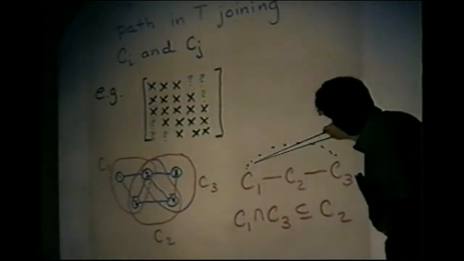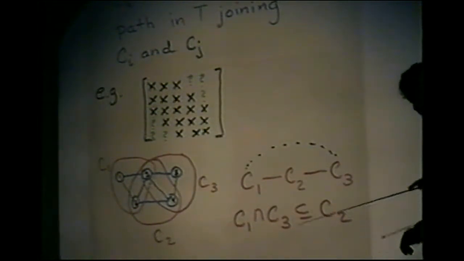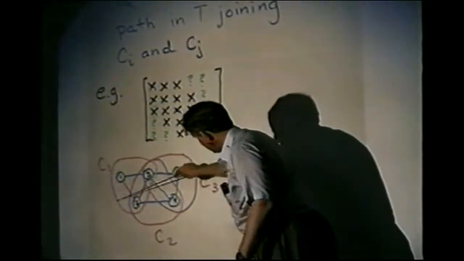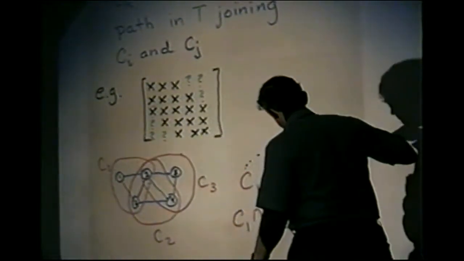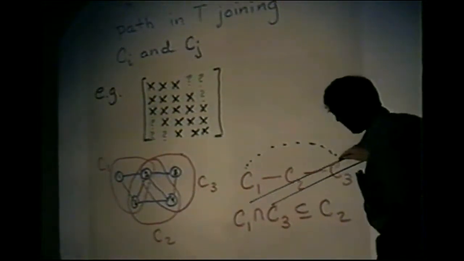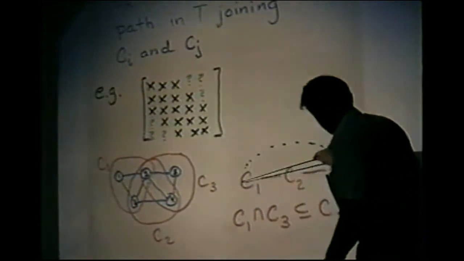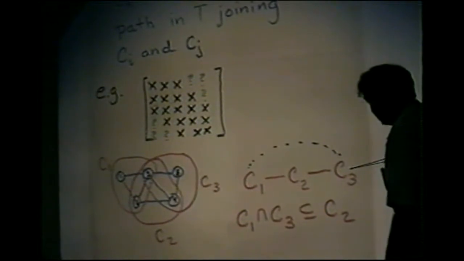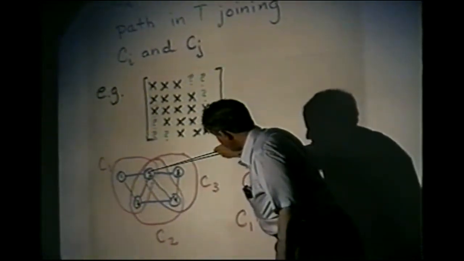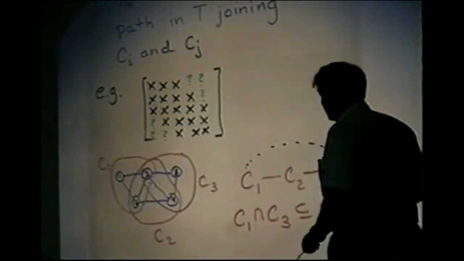And how do I know that I have this special spanning tree? Well, this turns out to be the special spanning tree: C1 to C2, C2 to C3. And that one works, it has this intersection property, because the intersection of C1 and C3, two guys far apart in the tree, is contained in C2. The intersection of C1 and C3 is just vertex 3, and that's contained in C2.